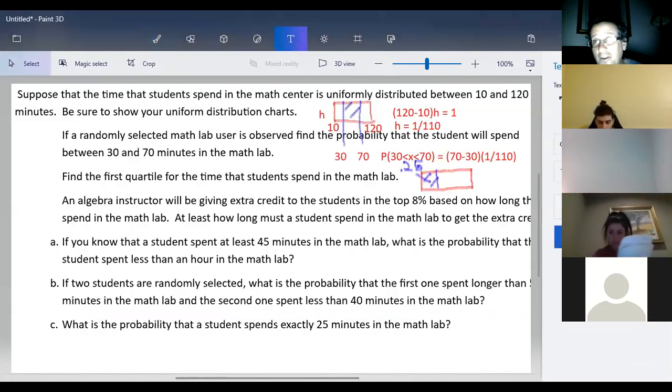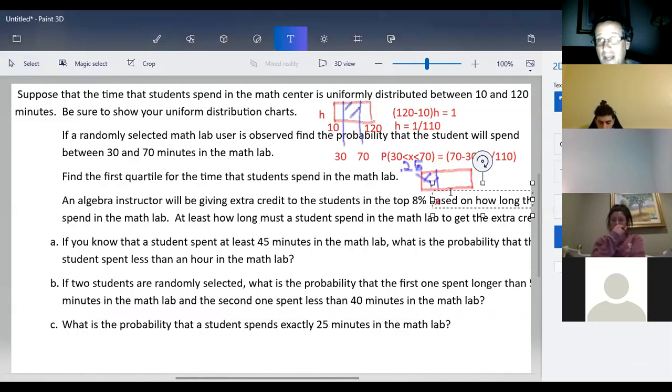In math, when you don't know something, what do you do? You guys remember? You call it x. Isn't that what you do in math? Whatever you don't know, you give it a letter. And the standard letter you give it is x. We still have 10 and 120. That doesn't change. Same distribution.